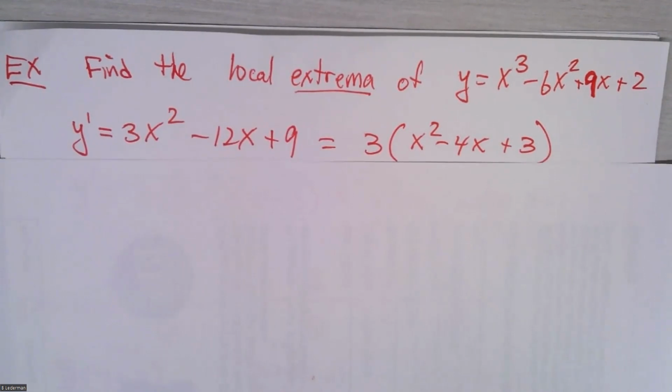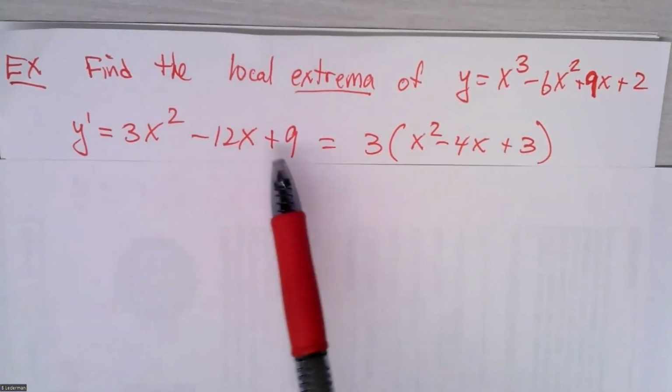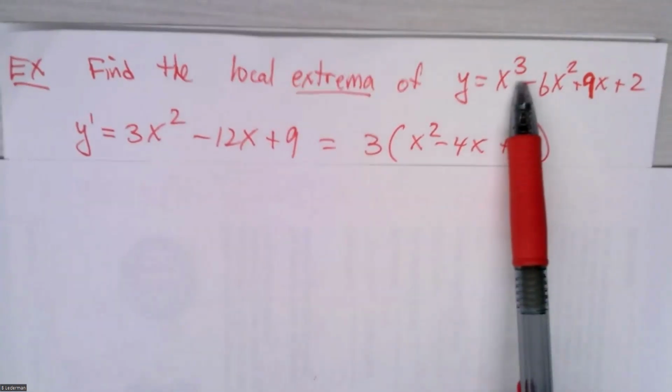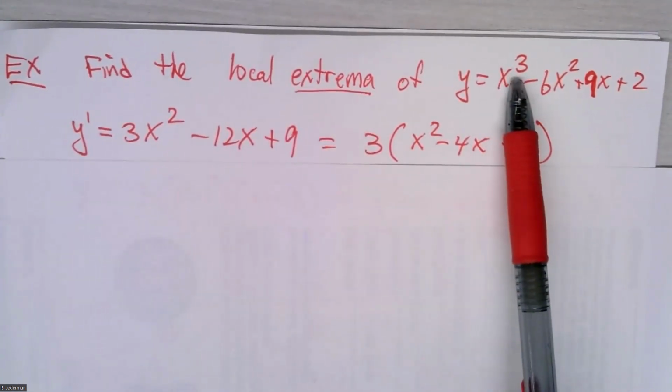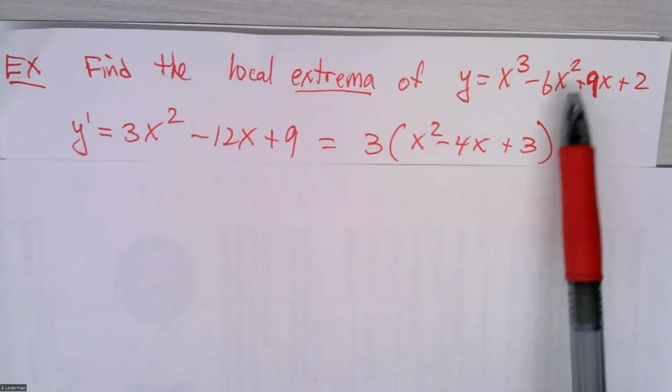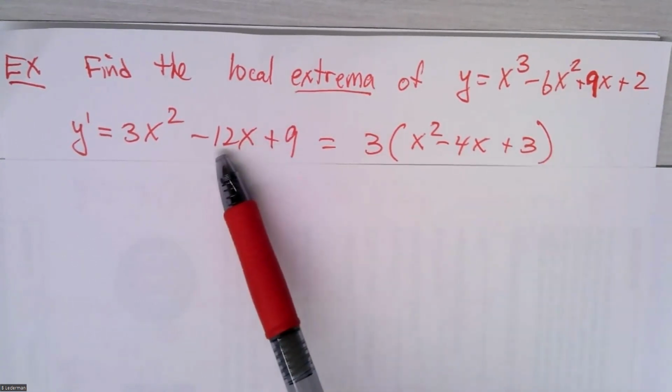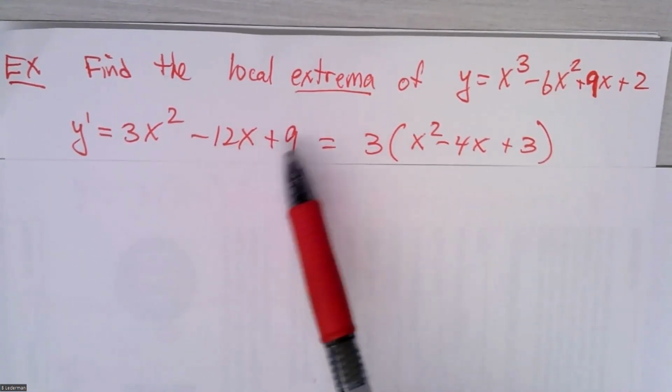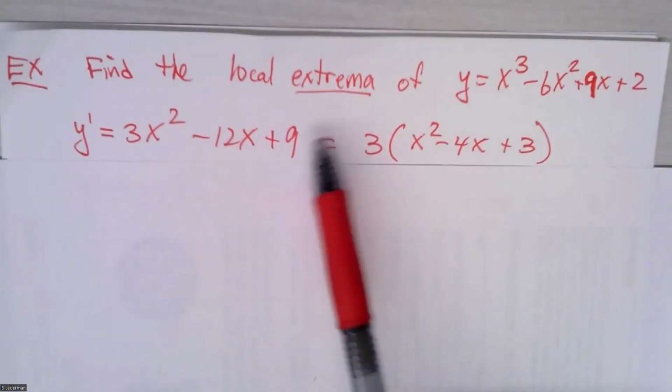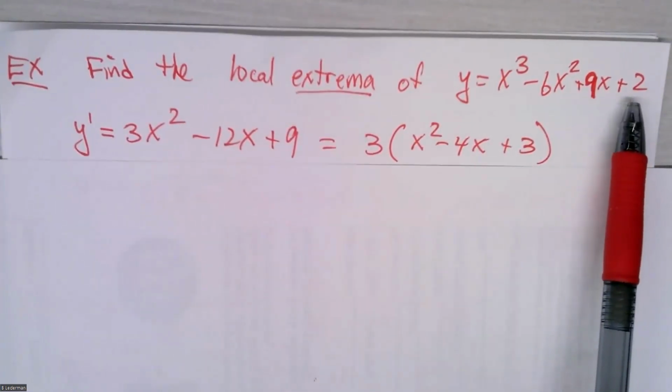When we take the derivative, we get y prime equals 3x squared minus 12x plus 9, because for x to the third, we bring the 3 out in front, then drop the 3 down to a 2, so it's 3x squared. 2 times 6 is 12, or in this case, minus 12. And then plus 9x becomes plus 9, and the plus 2 at the end just disappears.